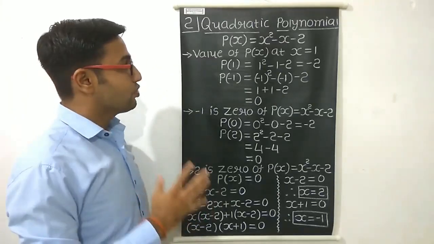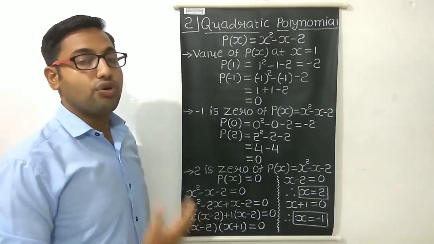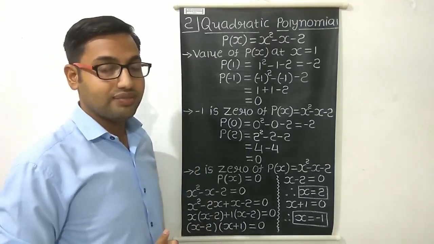Okay. So this is all about finding the zero of a polynomial. Okay. Thank you.